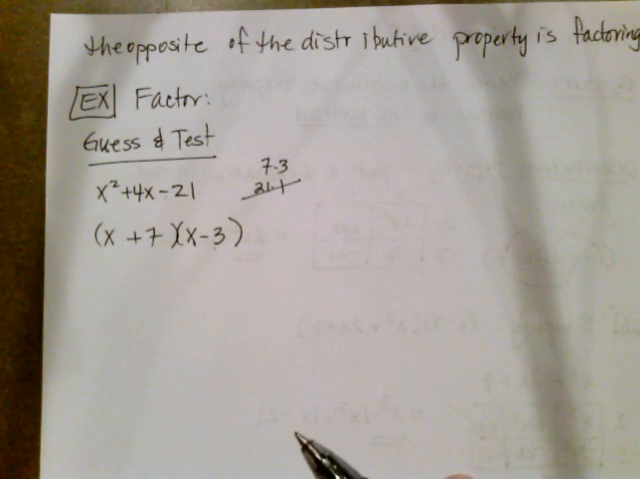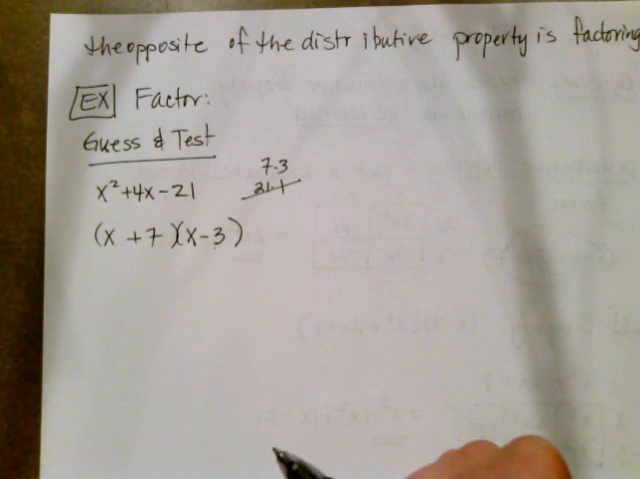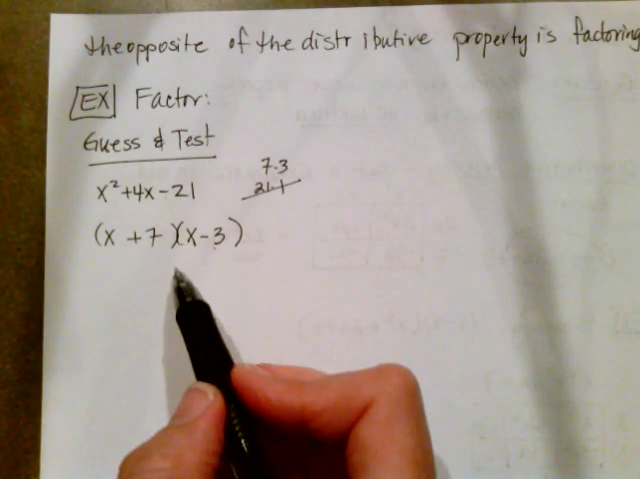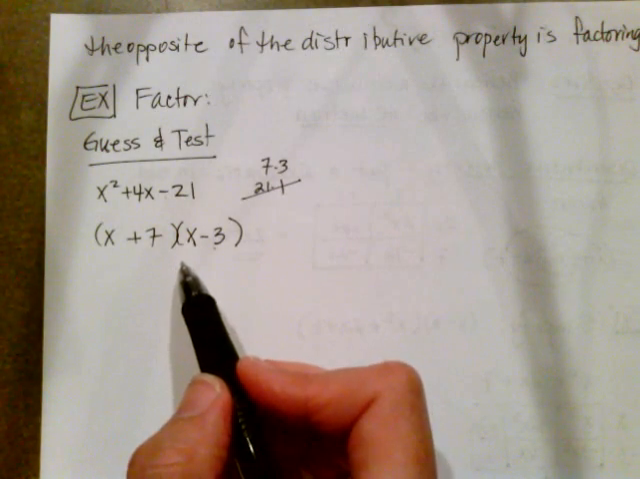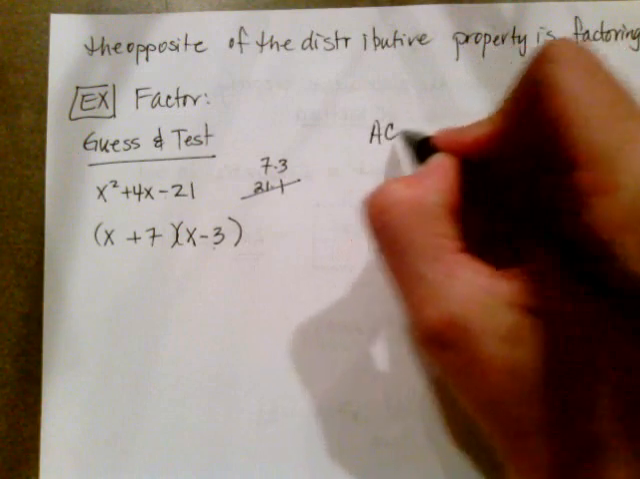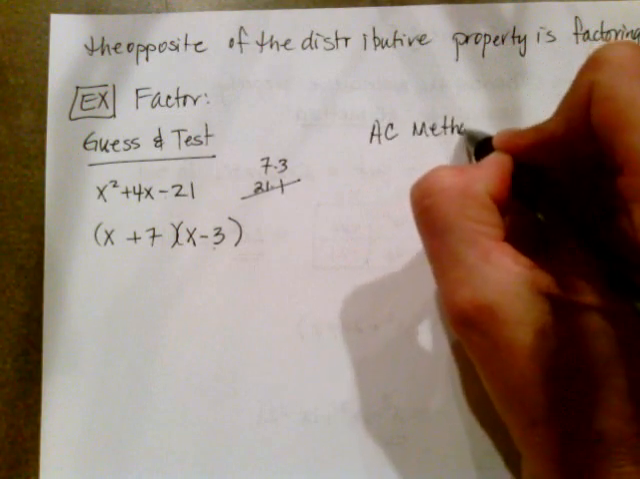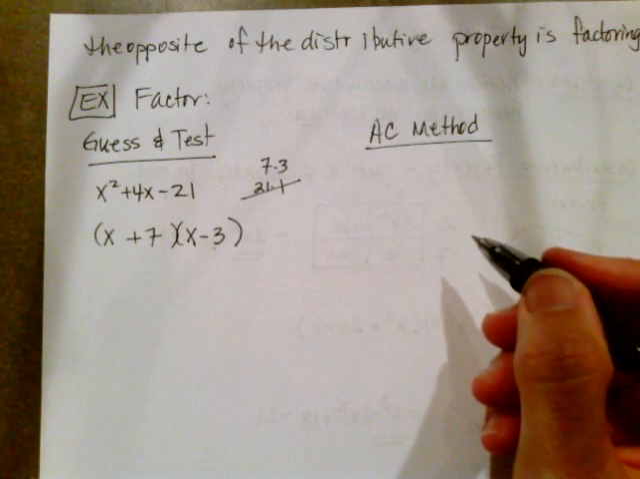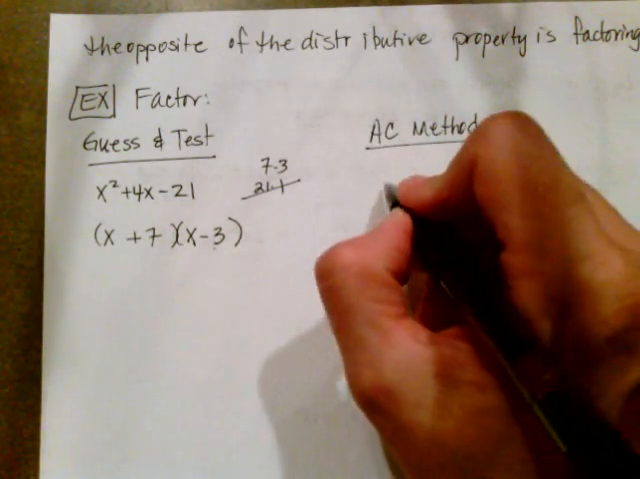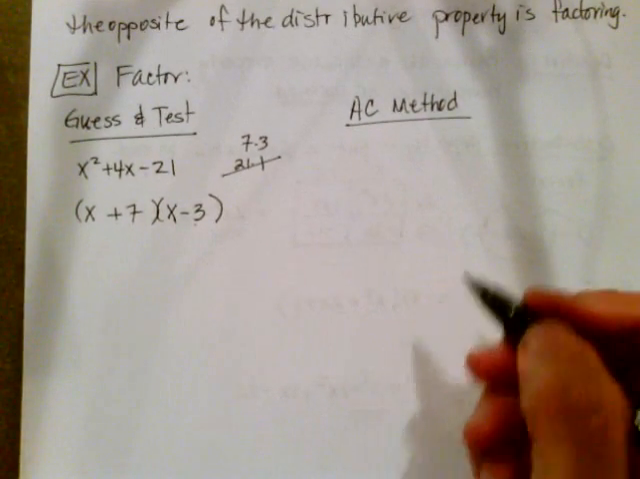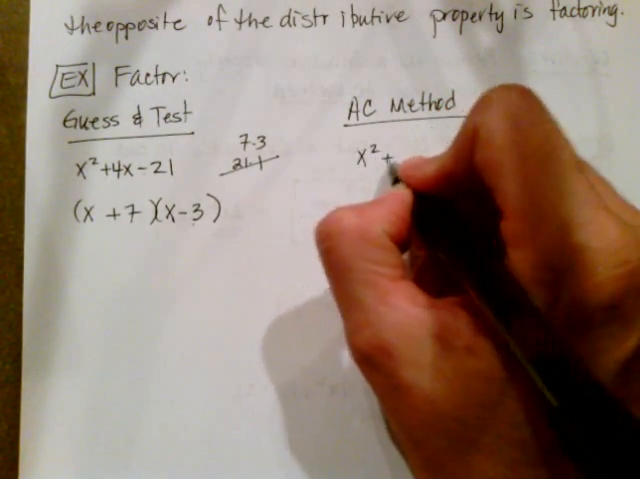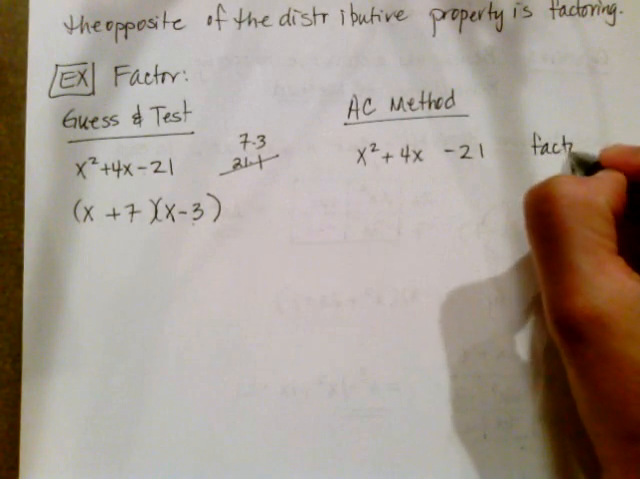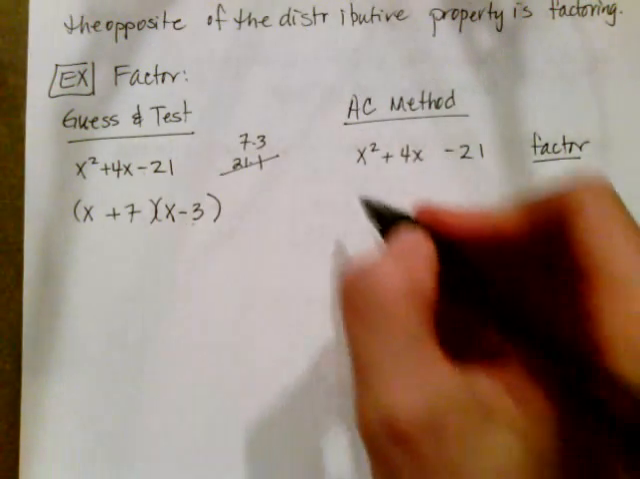The problem with this method is that you have to visualize what's happening and kind of be able to see the number combinations. Some people are really good at guess and test. Many people are not. So since people are not, then we use a method called the AC method. So it's the same basic process, but I'm going to show you and write down all the steps. Alright, so if I have x squared plus 4x minus 21, and I'm told to factor. So now I'm going to teach you the AC method.